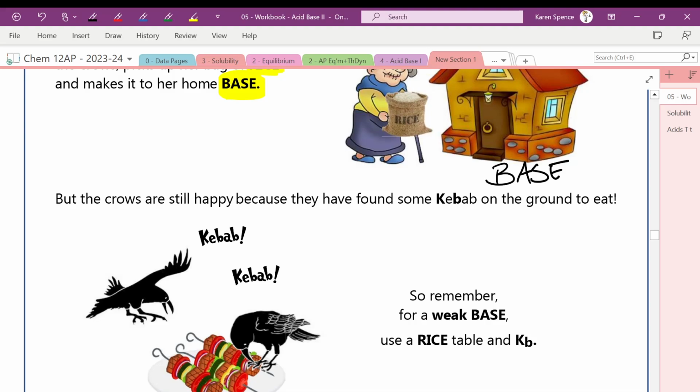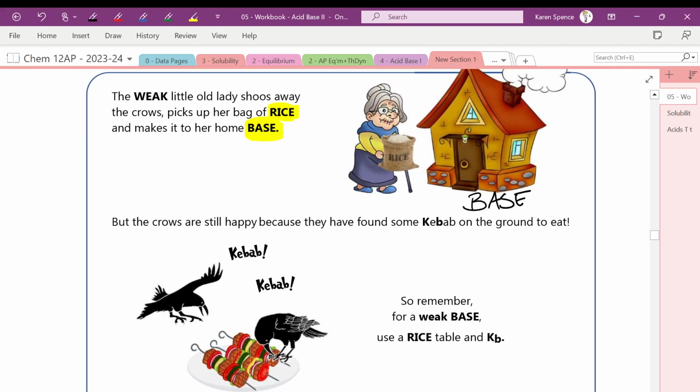Okay, so for a weak base, when the little old lady makes it home with her rice, they don't get to just eat the rice, they get to eat kebab. So you're going to use Kb for a weak base. Do you know how often people write Kas for weak bases? It drives me bananas. Especially when it says in the question, the following weak base, blah, blah, blah. It's not even like you had to assume it was a base, and people will still write a Ka, and it makes me so angry. So instead of making me angry, just remember the little old lady who makes it to home base, and the crows have to eat kebab, Kb.